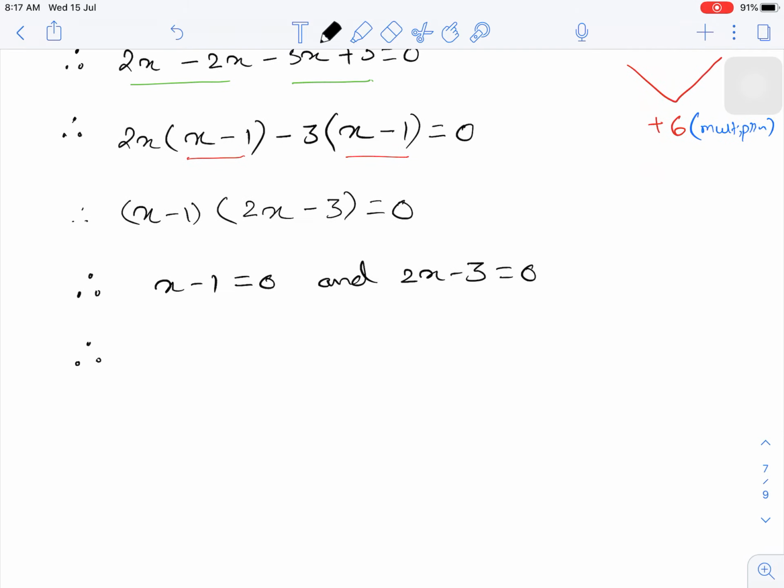Now we have to solve it. We have to keep the variable on one side and all the remaining numbers on the other side. So if minus 1 changes its side, it will become plus 1. So you will get x equals to 1, or, sorry, here we have to write 'or' and not 'and'.